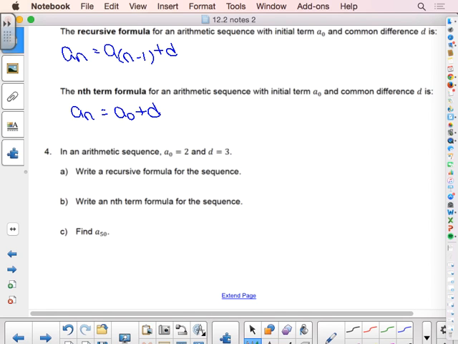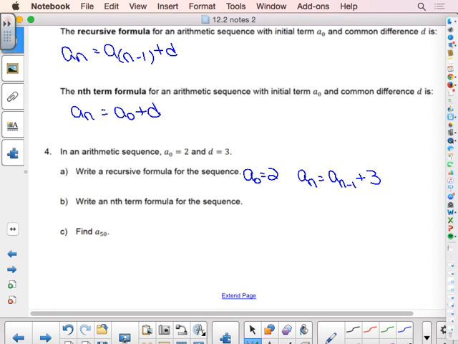In number 4, it says in an arithmetic sequence, a sub 0 equals 2, the common difference d equals 3, and you're asked to write a recursive formula for that sequence. So we know that a sub 0 is 2, and that difference is 3. So remember, a recursive formula requires that you have the first term, a sub 0 is 2, and then that formula will call that previous member. So a sub n is equal to a sub n minus 1 plus 3.